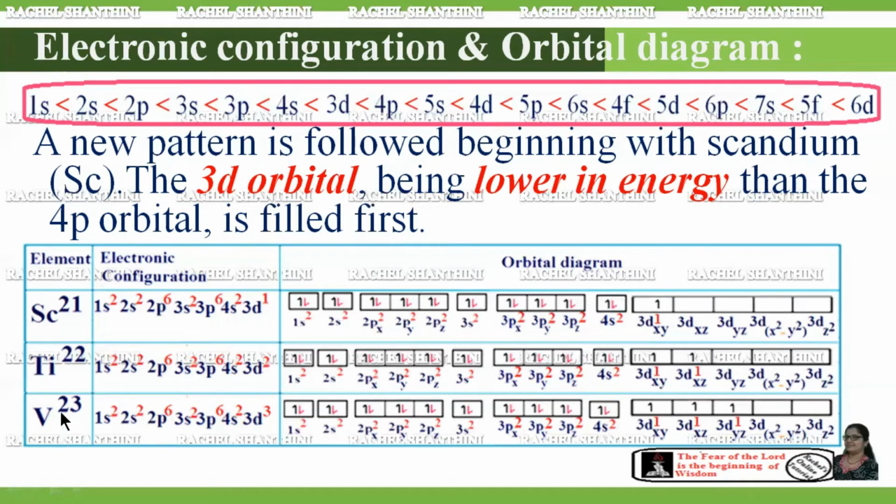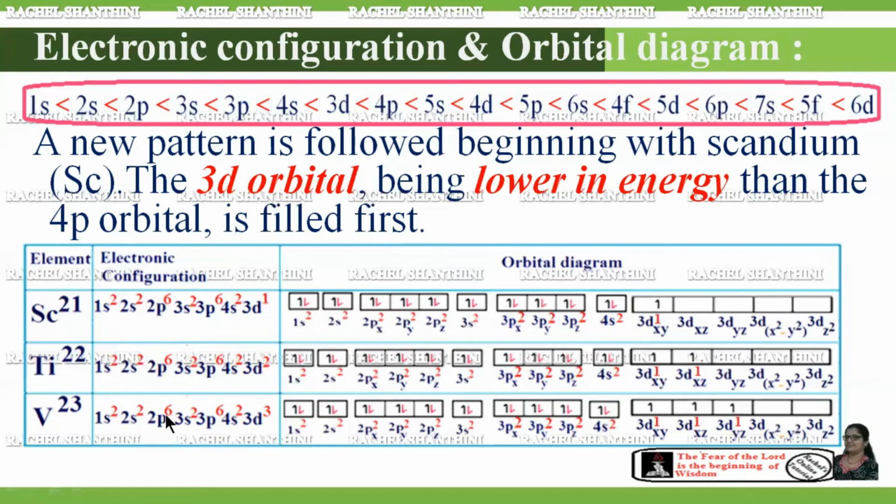Coming to vanadium, we have 23 electrons because the atomic number is 23. So as usual, like scandium and titanium, we have to write the electronic configuration for vanadium in scientific notation. 1s2, 2s2, 2p6 we need to write because it can accommodate a maximum of 6 electrons. 3s2, 3p6, 4s2.